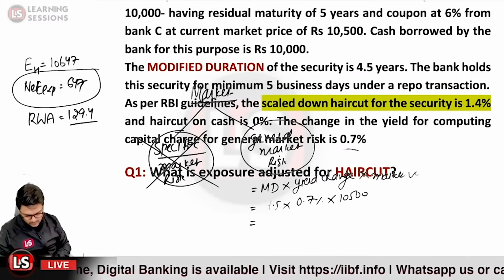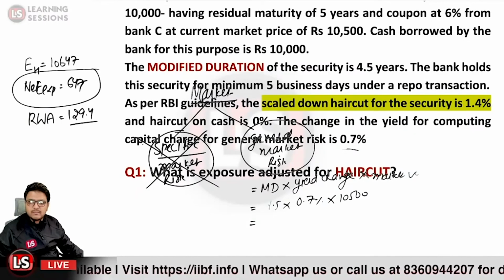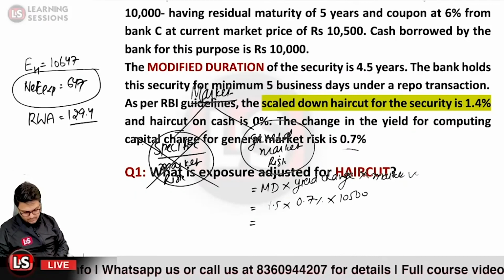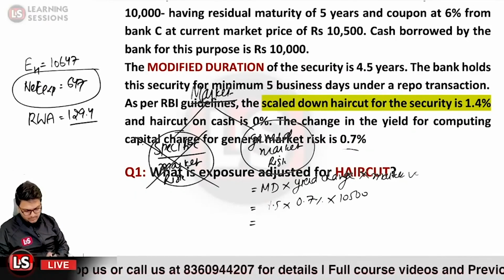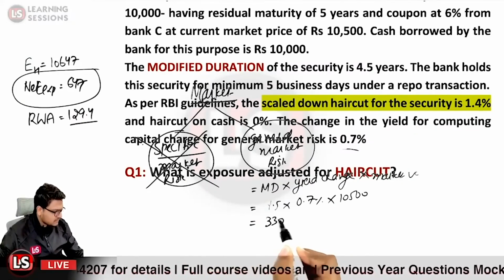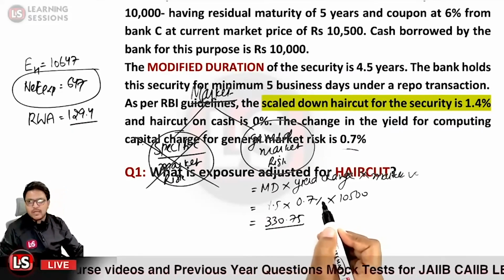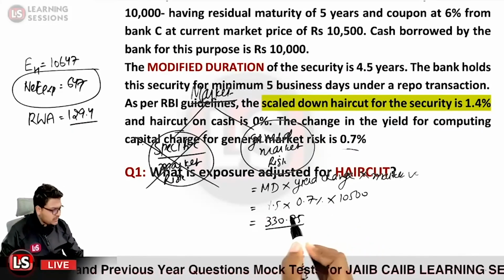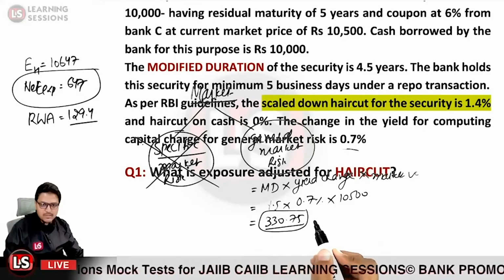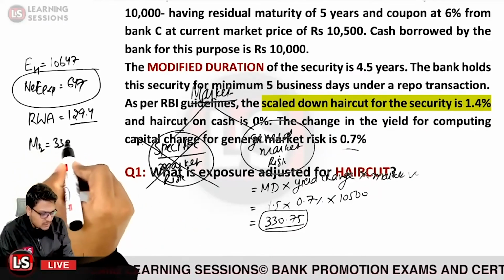So kindly do let me know the answer. 4.5 multiplied by 0.7%. That comes out to be 330.75. So that was the percentage that we needed to calculate over here. That is the capital charge to be maintained for the general market risk. So the capital charge for the general market risk is 330.75.